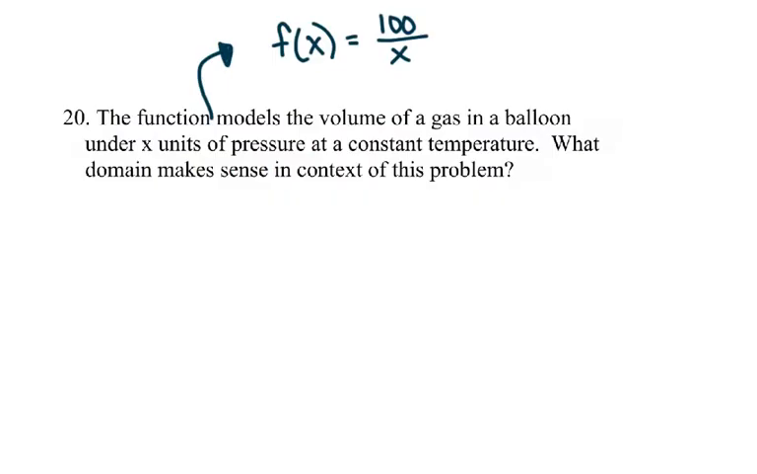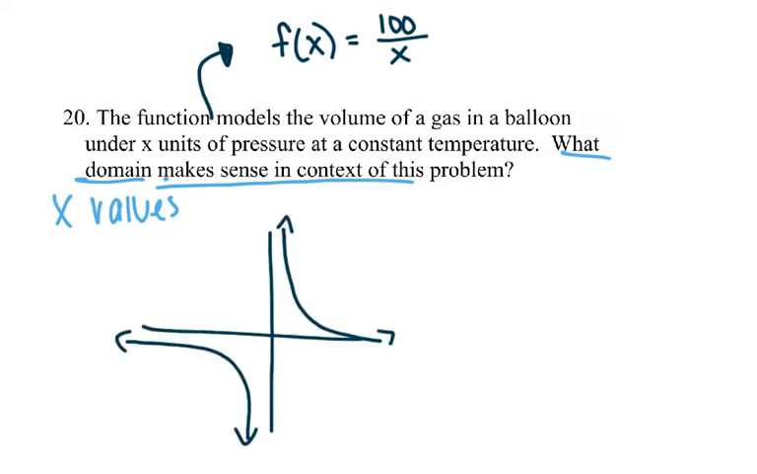Okay. The function models the volume of a gas in a balloon under X units of pressure at a constant temperature. The question asks, what domain makes sense in the context of this problem? So remember, domain is your X values, and you're talking about which one makes sense. So I want you to sketch the graph, and you can look at the table if you want to.